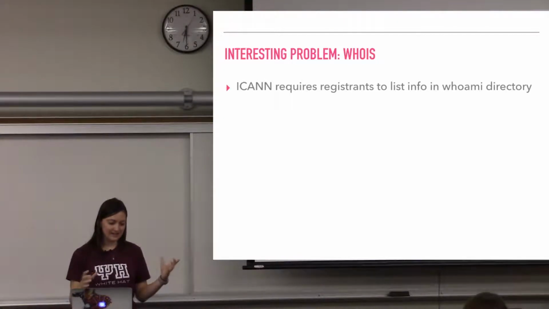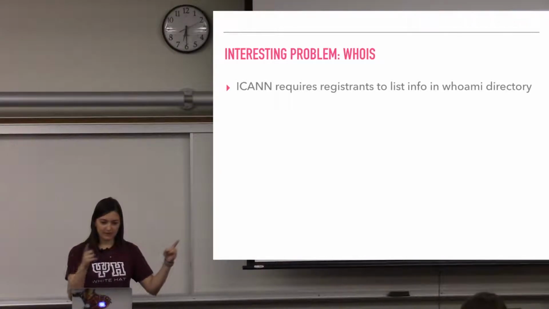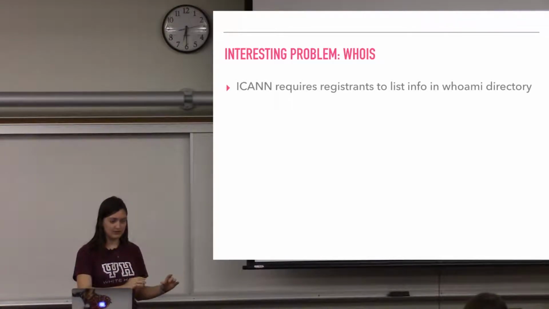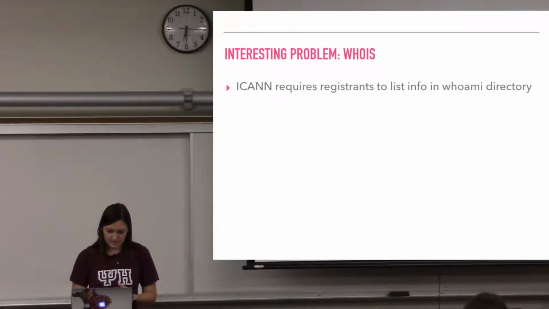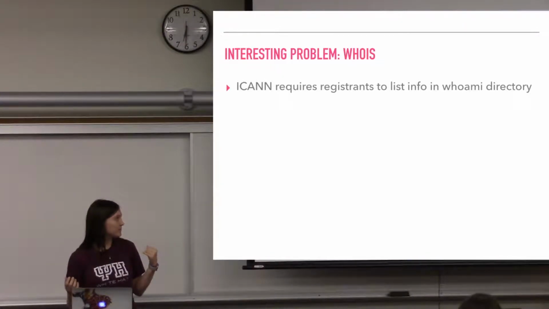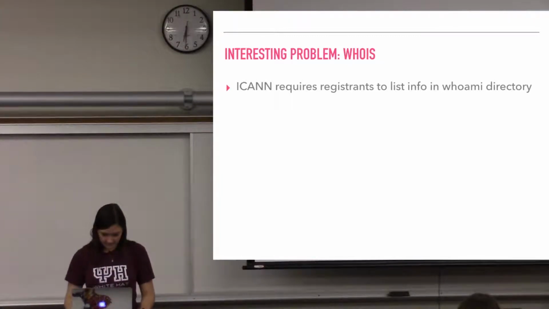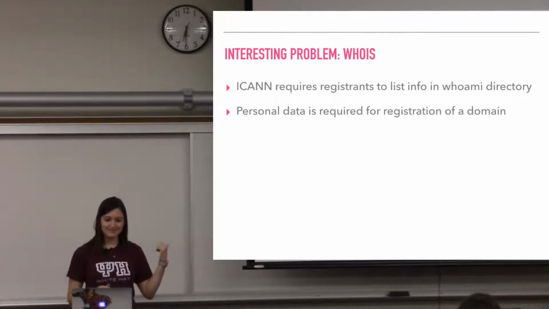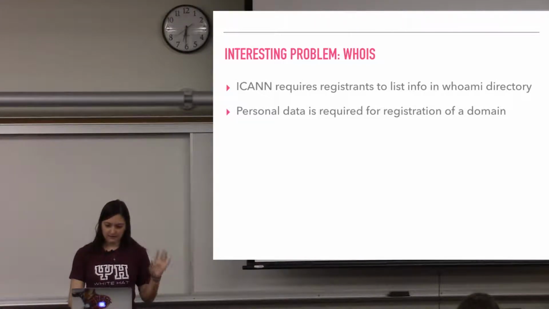If you have google.com or whatever, Google got that by asking ICANN, probably through a third party, to get that domain. Probably not through a third party anymore, but anyway. They require registrants to list info in the WHOIS directory. So if you buy a domain, you have to put some information about yourself, like contact info and some other stuff, into this directory, so that if something is up with the domain, people can contact you. It's required with the registration of a domain by ICANN guidelines, at least as of about 5 years ago.